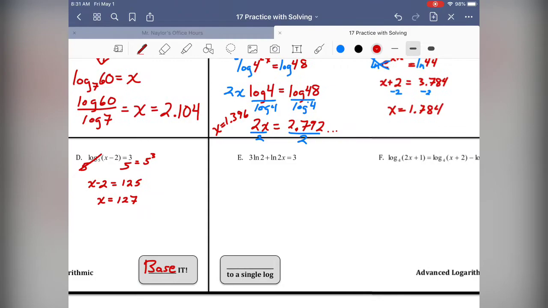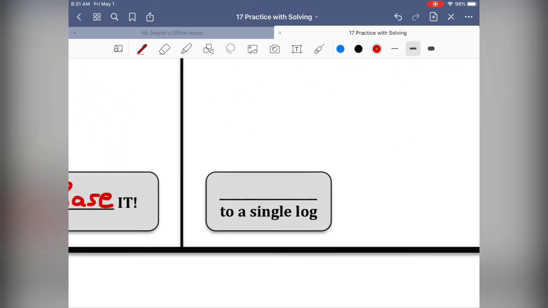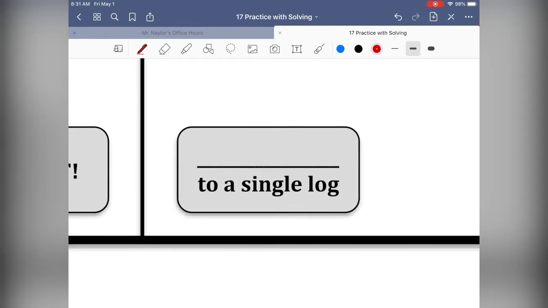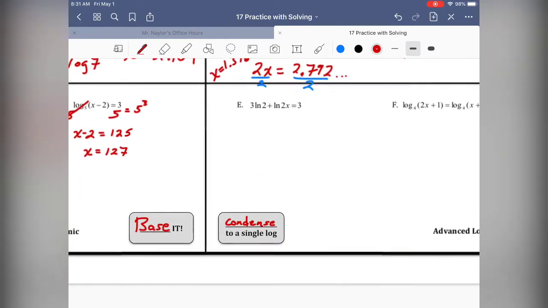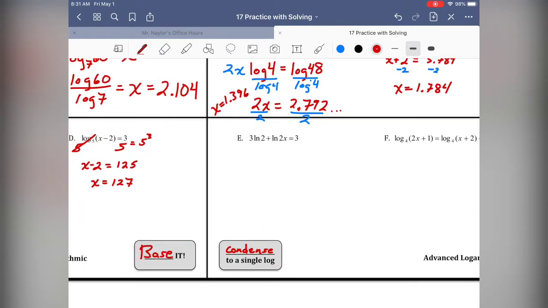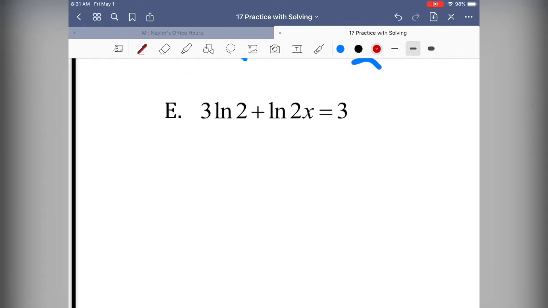Now, the last set of problems, I call them advanced logarithmic, probably the most complex that you'll see, but if you keep in mind that you're trying to condense to a single log, that is the main procedure, condense to a single log. You won't find yourself doing something silly. Something silly on letter E would be like saying, well, I'm gonna base everything with a base e.